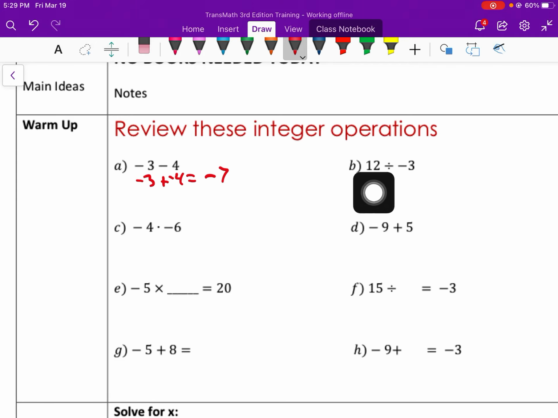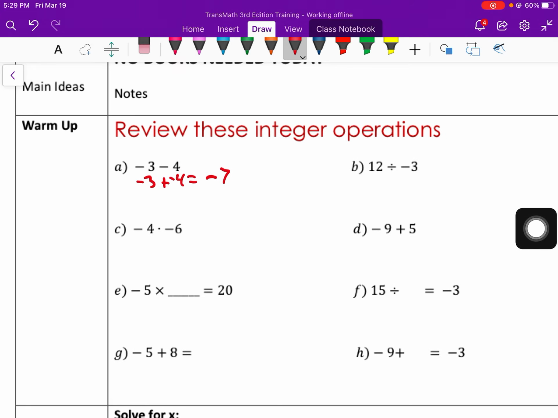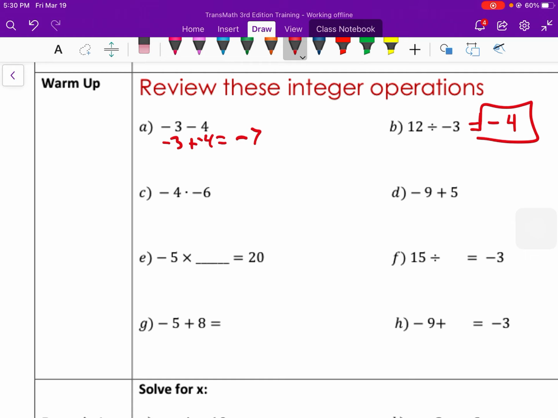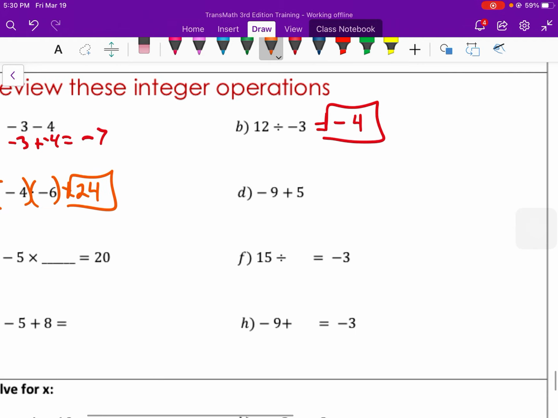This next one, we're dividing. And the sign rule works for multiplication and division. If we're dividing and our signs are different, our quotient is going to be negative, and then 12 divided by 3 is 4. So I hope these are clicking and you're remembering these operations. -4 times -6. So sign rule, they're both negative, so our answer will be positive. And then 4 times 6 is 24.